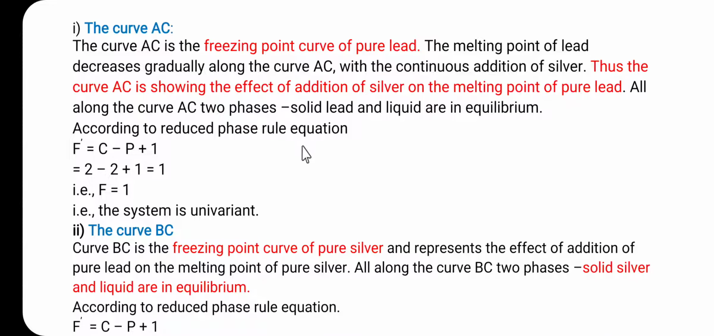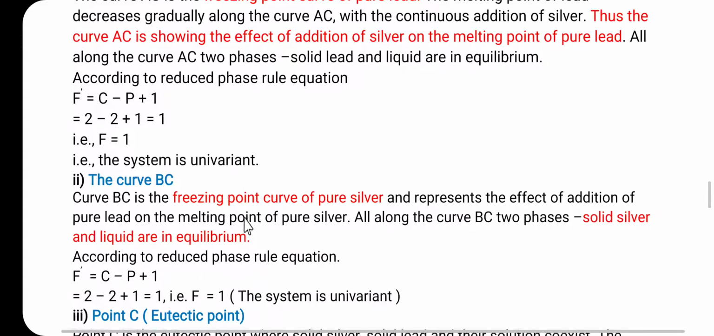According to the reduced phase rule, what is the equation? F' = C - P + 1. Here the value of C is 2 and the value of P is also 2. So F' is equal to 1, that is, the system is univariant. So the curves are univariant.